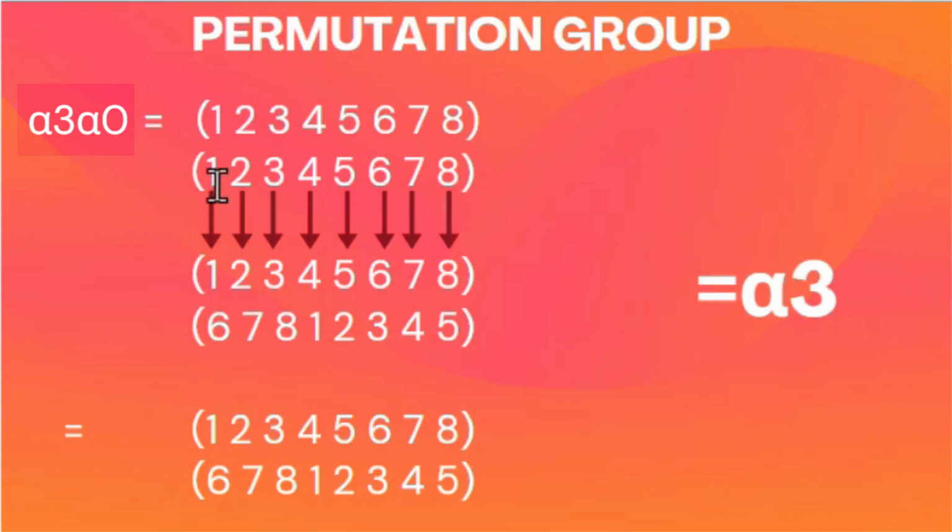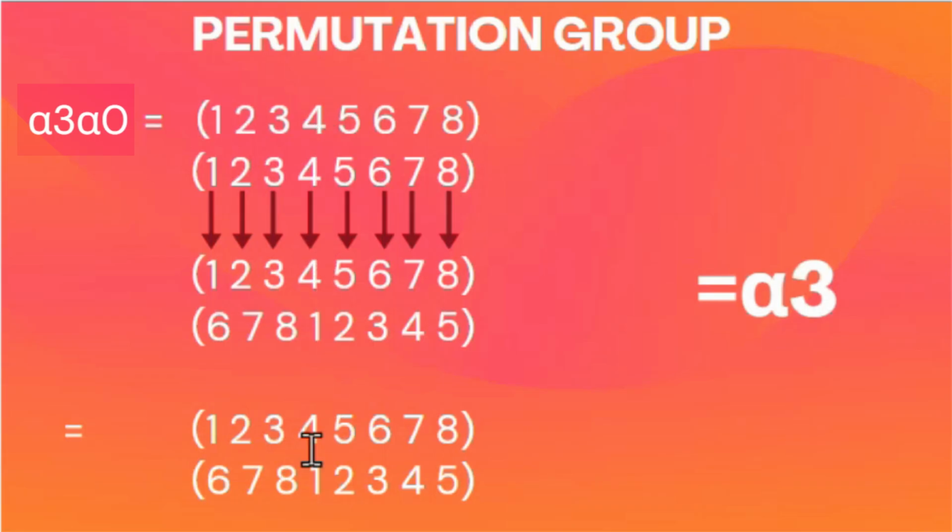We have here 1, below 1 we have 6, that's why it's 1, 6. Then 2, below 2 we have 7, that is why it's 2, 7. And then 3, below 3 we have 8. So we have 3, 8.